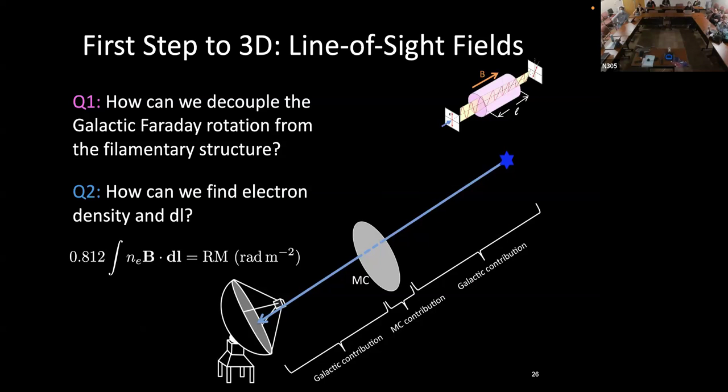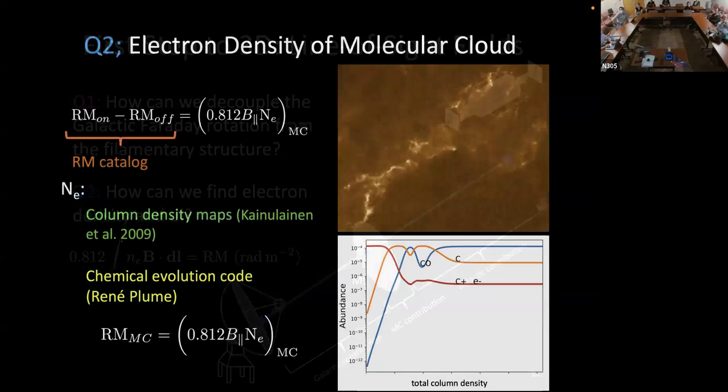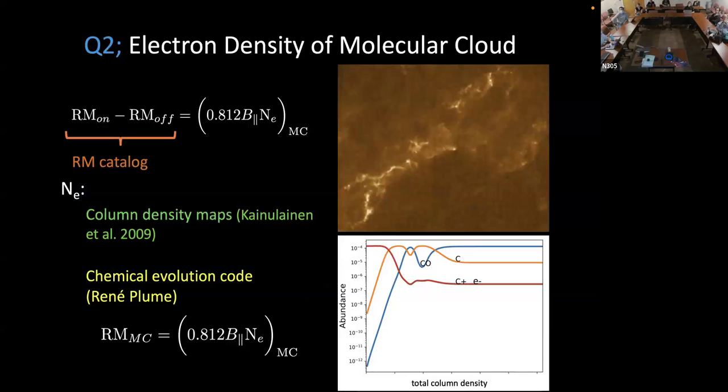The first question was, how do we find the rotation measure associated with the molecular cloud itself? And the second question, after we find the rotation measure of the cloud, is that, in the formula, we needed electron volume density and path length. How do we find the electron volume density and path length? So we answered the first question using an on-off approach.